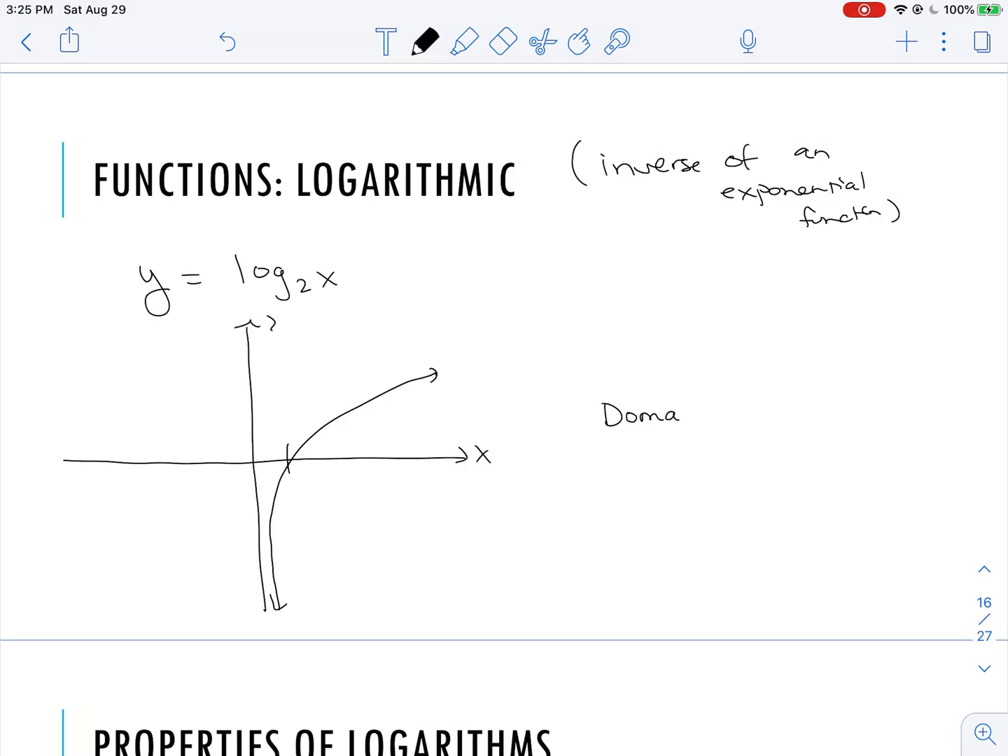Now notice for the domain of a logarithmic function, the domain is x is greater than 0, or x can go from 0 to infinity, and that's the reverse of the range of an exponential graph. And then the range of a logarithmic graph is everything. So all y values exist on a logarithmic graph.